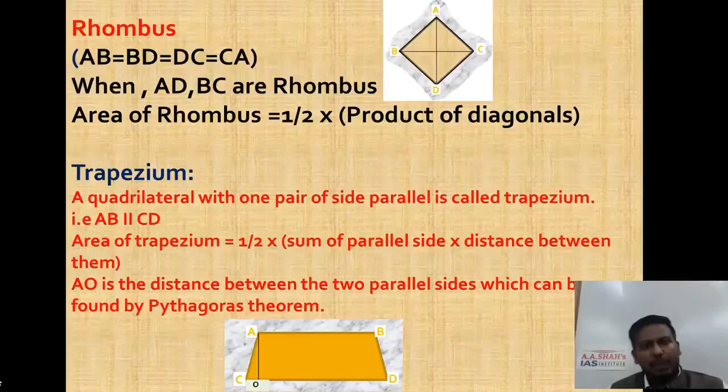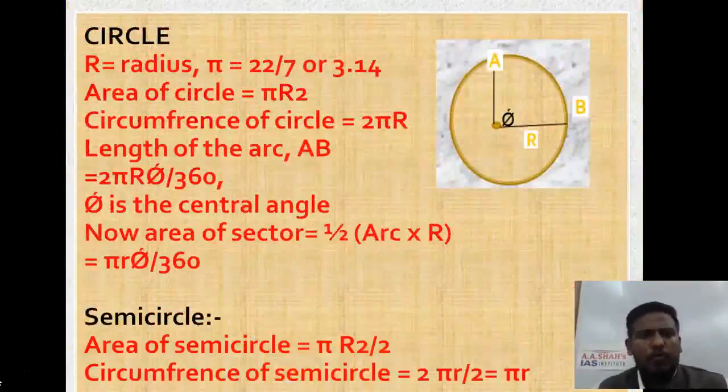And like in the cases, the perpendicular distance can be easily found out by applying Pythagoras theorem. You can easily get the value of AO over there, which is the perpendicular distance. Now from trapezium, we move towards the, like this was the last part in the quadrilateral section under area.